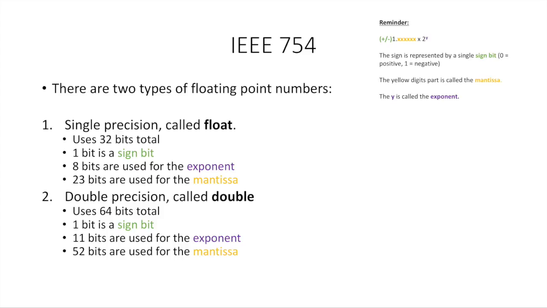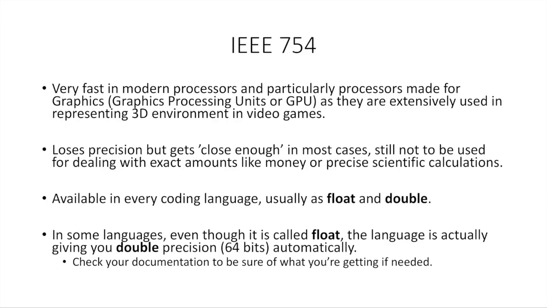Now, if this isn't precise enough for you, which it might not be depending on what you're writing in terms of code, you can get a double precision. And this is just called double. Double for double precision. This uses 64 bits total. 1 bit is still a sign bit. We don't need more than 1 bit. 11 bits are used for the exponent, so you get a little bit more room on the exponent side. And then 52 bits, which is all the remaining bits, get used for the mantissa. This is the significant digits. Okay, well, that's pretty simple.